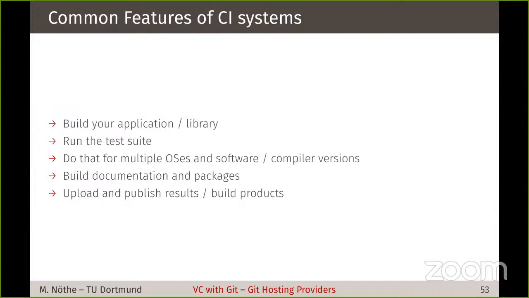Common features of these CI systems include that they can build your application or library, of course. You need to be able to compile your code if you have a compiled code base. They run your unit test suite, and all of the above they do on multiple operating systems and software and compiler versions. So you can make sure that your software runs on all the platforms you want to support, not just on your local development machine or on another machine you have at hand, but really you can define what operating systems you want to test on and which software and compiler versions you want to use.